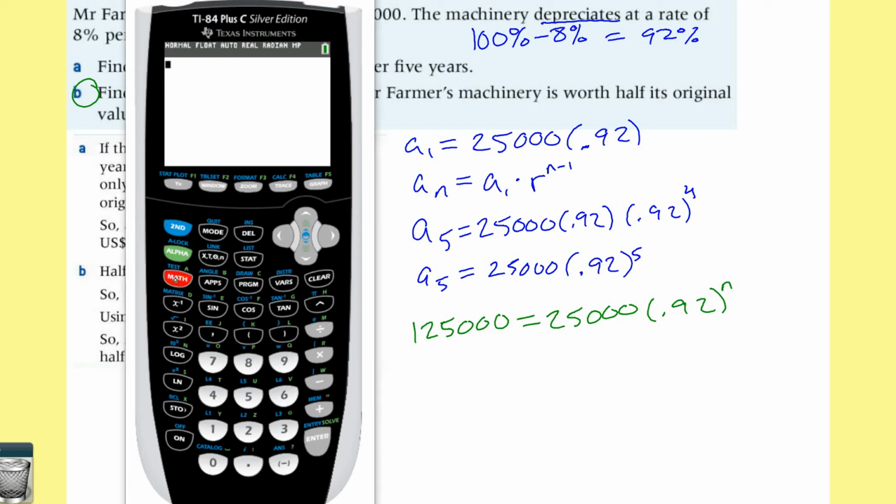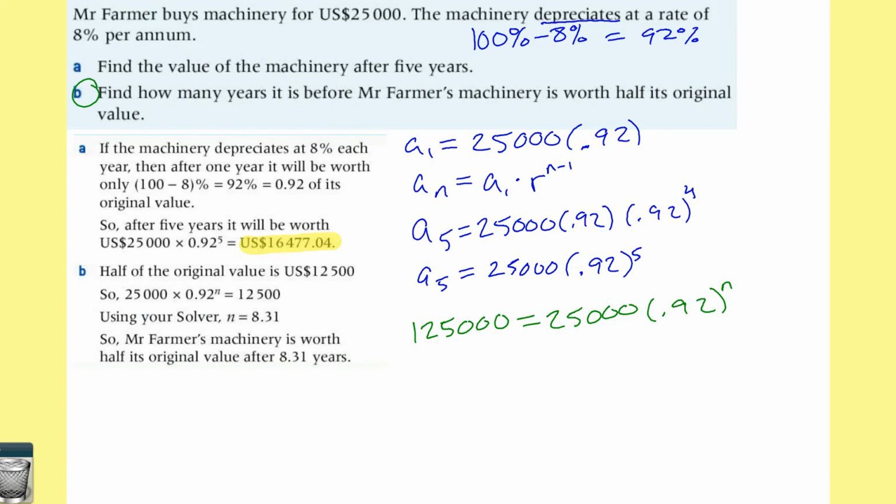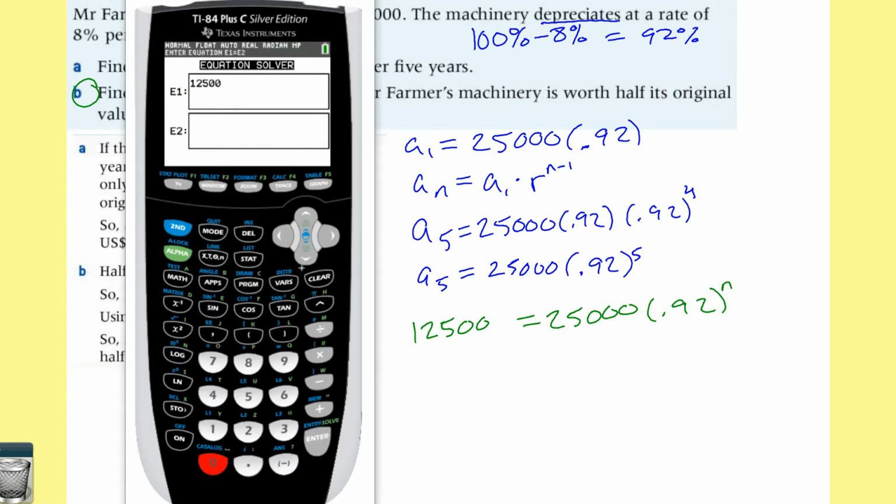Go to Math, and I'm going to go down or up and go to the solver. Some of the older ones say like numeric solver or equation solver or something like that. So I put in the left side. Whoa, my number's way too big. That should have been 12,500. Looks like I just really wanted those zeros there. Okay. So then we enter the right side of the equation. And we have 25,000 times 0.92 to the x. That's our variable. I hit OK.